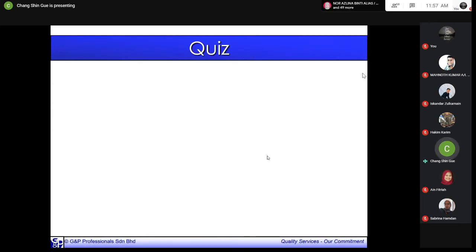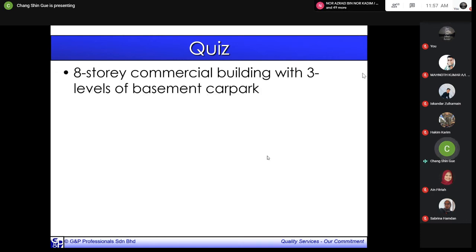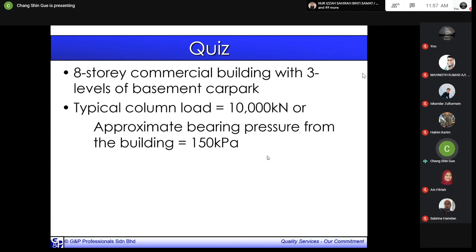So for the quiz, you do not need to do any calculation. It's just conceptual. For example, we are constructing a building of 8 storeys with 3 levels of basement car park. We can assume that the typical column load here is about 10,000 kilonewton, or the approximate bearing pressure from the building is 150 kPa.